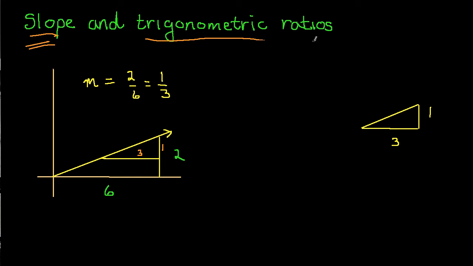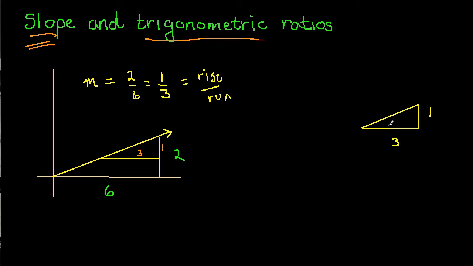Okay, so we're looking to make a relationship between two things that measure the same thing. Slope is a measure of how steep your line is. It measures the rise and compares it to the run. So this line right here has a steepness or a slope of 1/3.